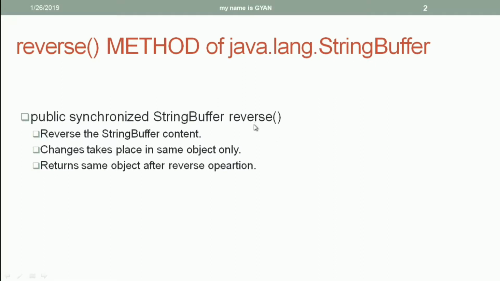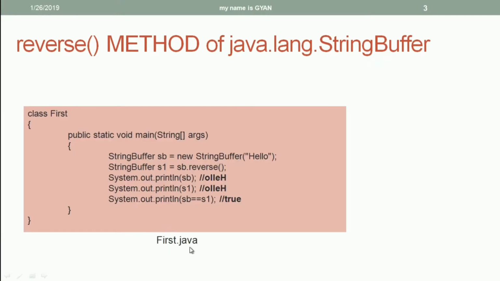This is the reverse method, which is public and synchronized and returns a reference of type StringBuffer. The reverse method reverses the content of the caller StringBuffer object. The changes made by the reverse method take place in the same object, the same caller StringBuffer object. The reverse method returns the reference of the caller StringBuffer object after the reverse operation.